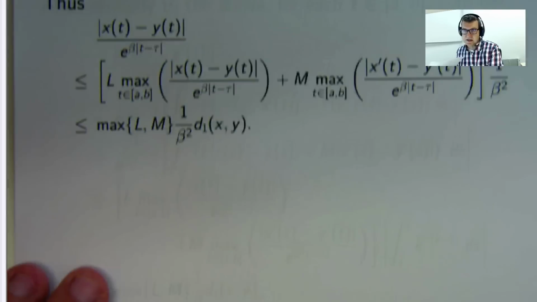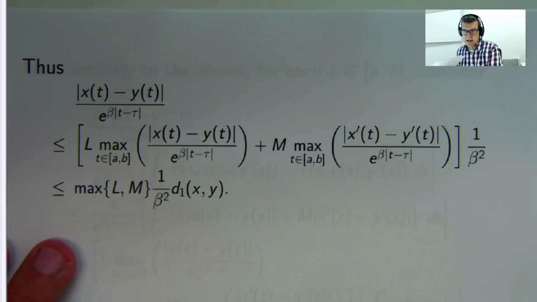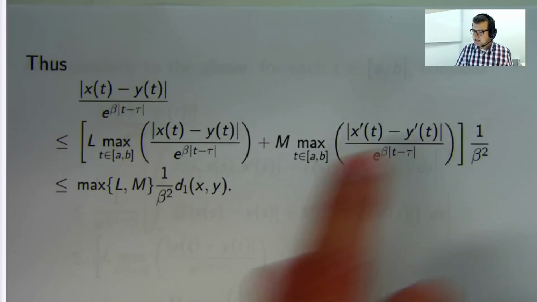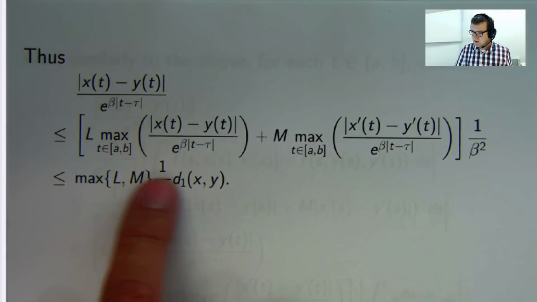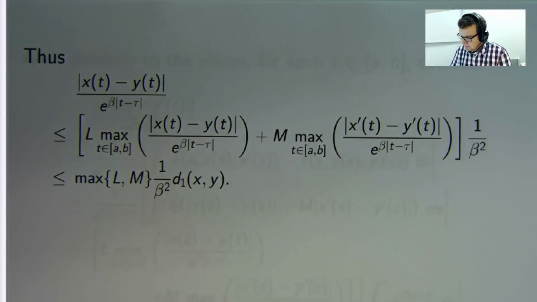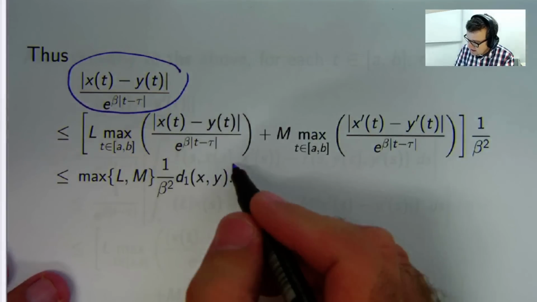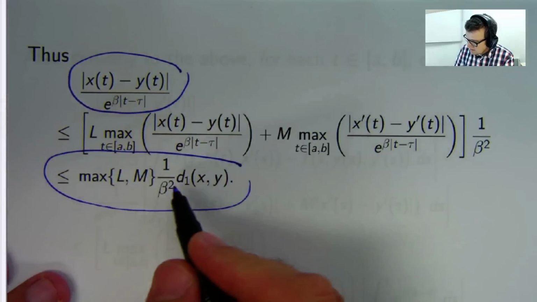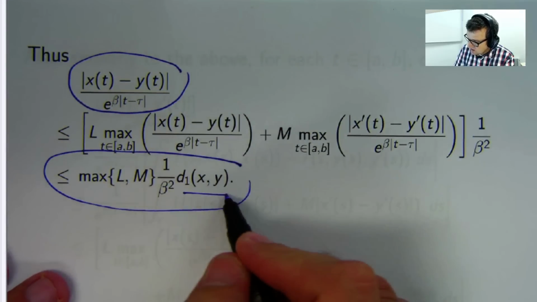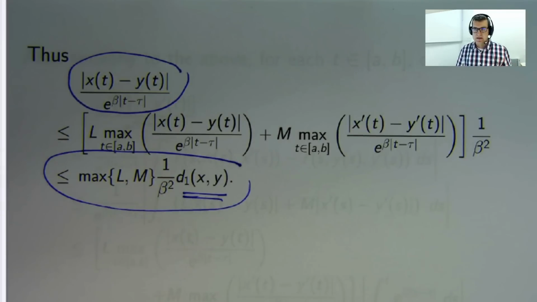All right, and so here it is. I know the font's a little bit smaller on this page. So you get down to this. So take the maximum of L and M and you get this. So I've now got an inequality involving this in terms of beta, L, M, and the D1 metric. Okay. All right, so what next?